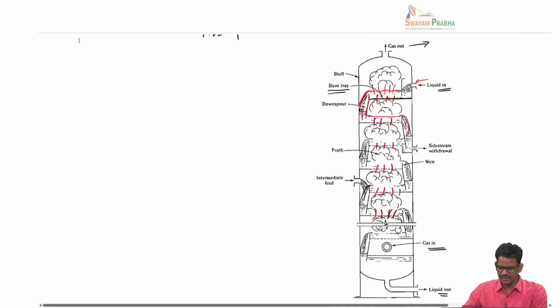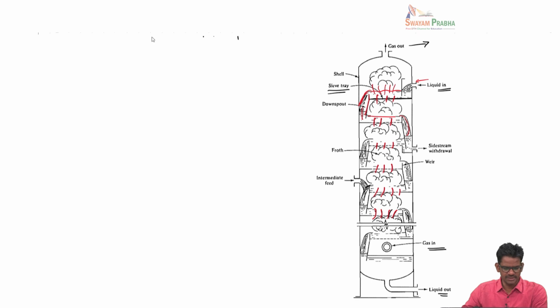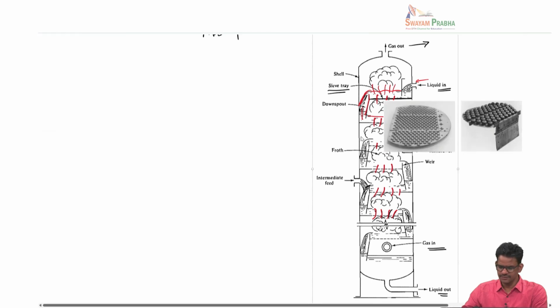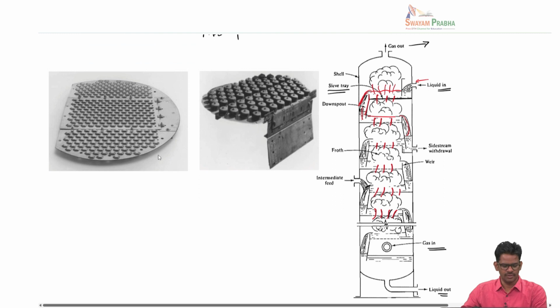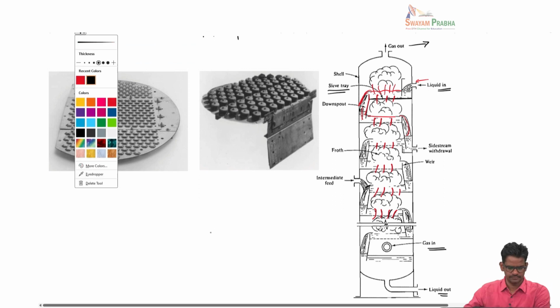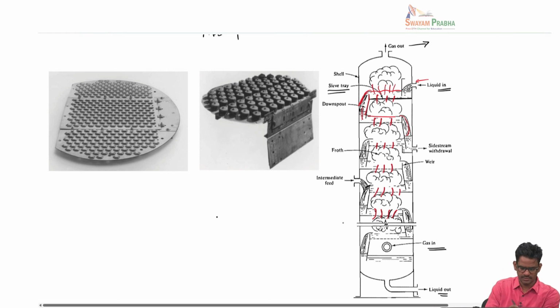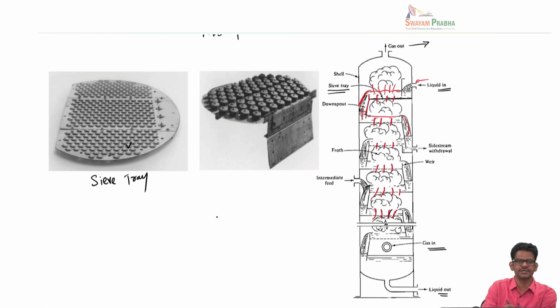So let me also show you a little bit about how the trays are made. So there are many kinds of tray. So this is called the sieve tray. You can see there's a perforation which is present in this tray. So this is where the gas will go through. Okay, and just above this tray there will be a column of liquid, and the bubble will have to go through this column of liquid in terms of bubbles.